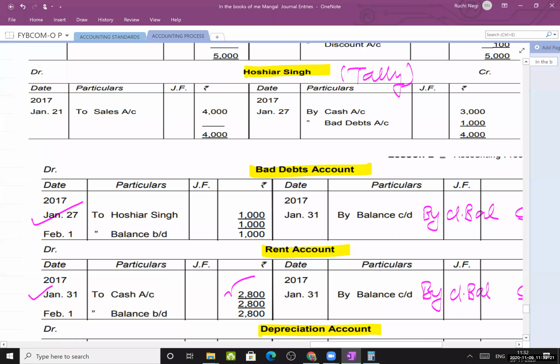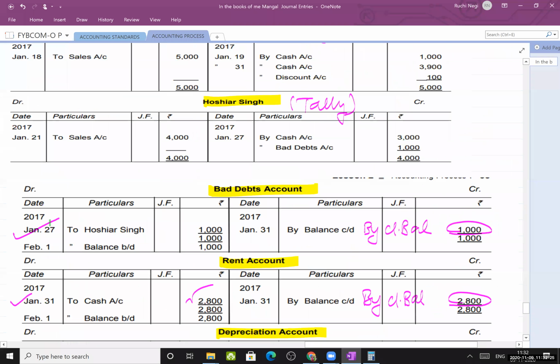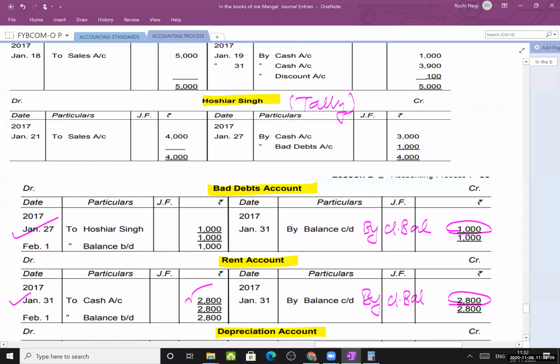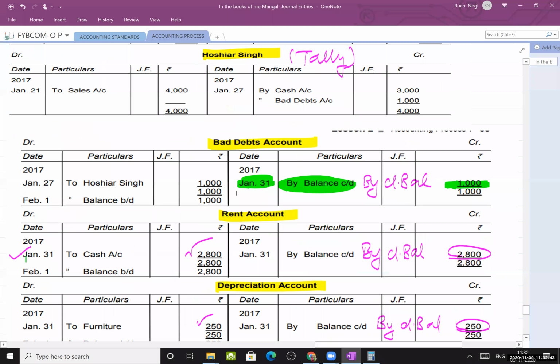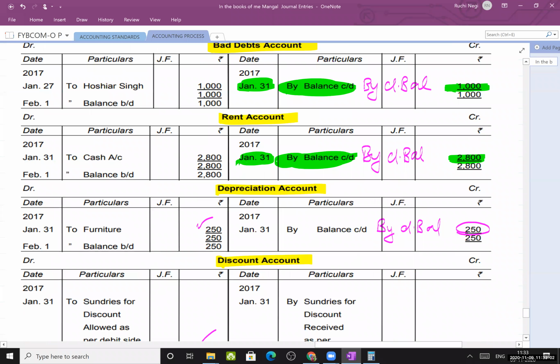Then the bad debts account. In bad debts there is only one entry, of Hoshiyar, on 27 January. Then close the ledger. You will get a balance of 1,000. Next, the rent account, same. You have paid for rent and when you close the balance on 21st. Then depreciation, furniture depreciation 250, and then take the difference of that balance, 250.